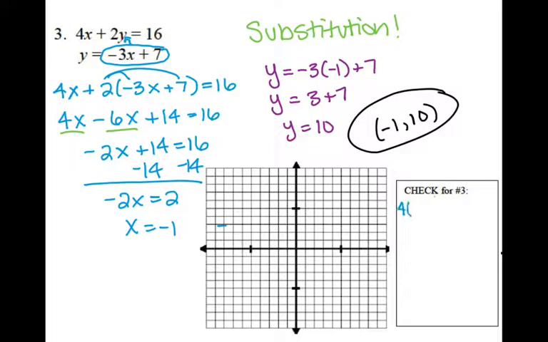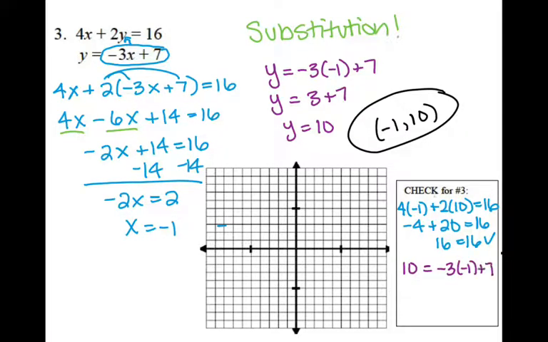So I have 4x plus 2y, and I want to see if that gives me 16. That gives me 4 plus 8, which is most definitely 12. For my second equation, I have y equals -3x plus 7. Where I see the y, I'm going to replace it with the 4, and the x with 1. That gives me -3 plus 7, which is 4. All right, so we got it right.